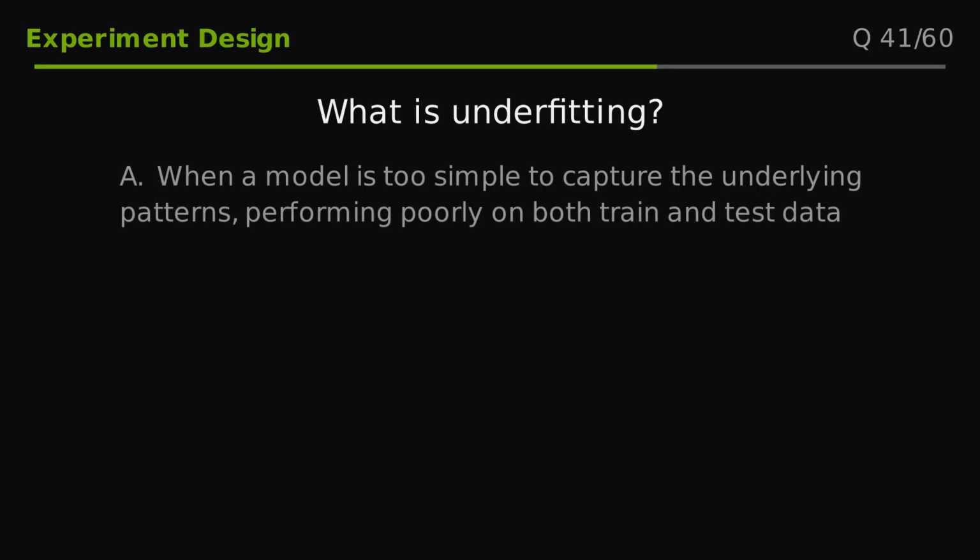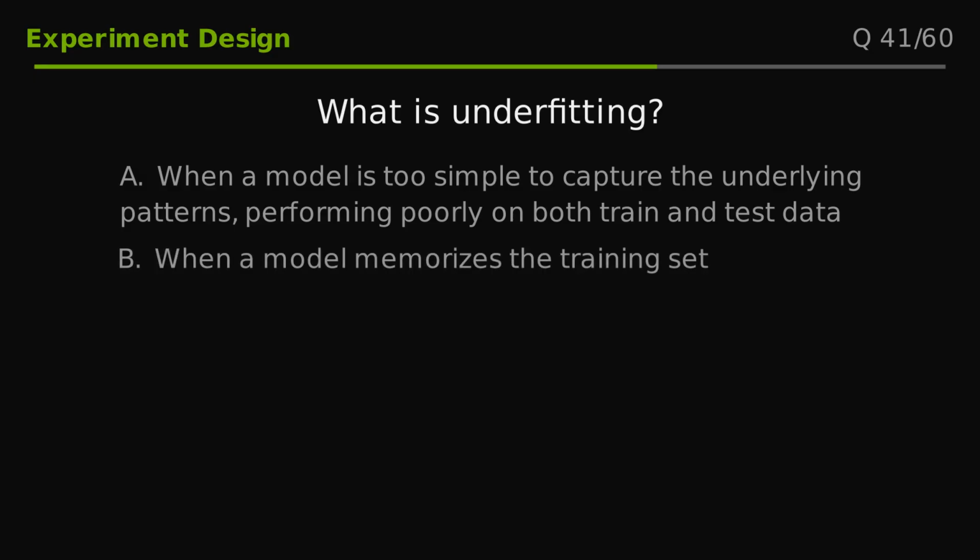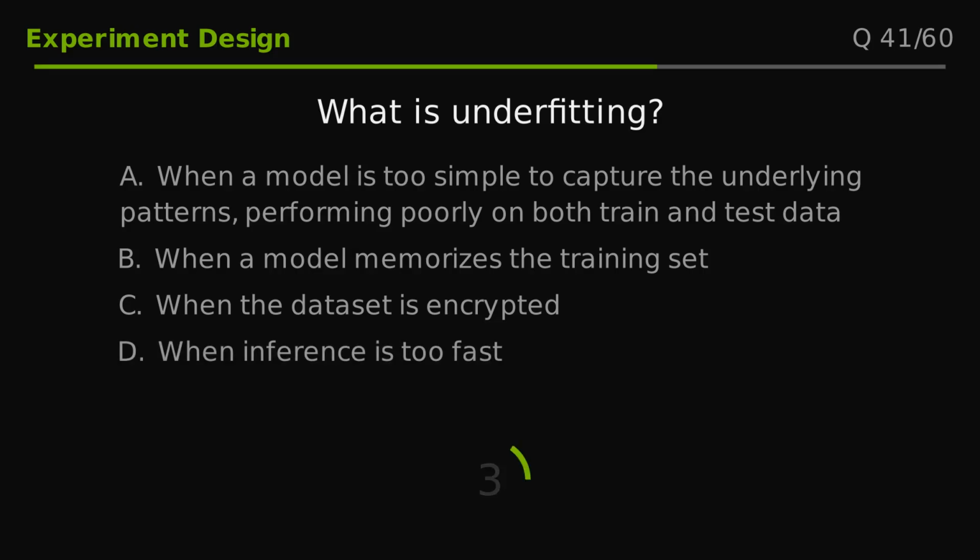Option A. When a model is too simple to capture the underlying patterns, performing poorly on both train and test data. Option B. When a model memorizes the training set. Option C. When the dataset is encrypted. Option D. When inference is too fast.